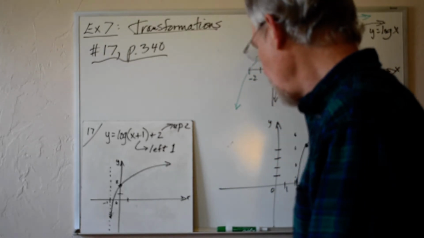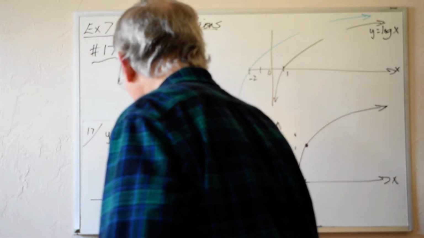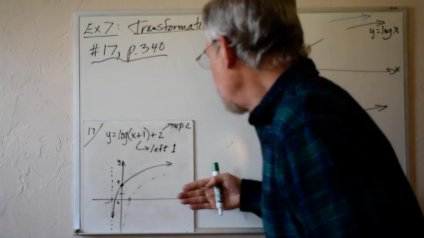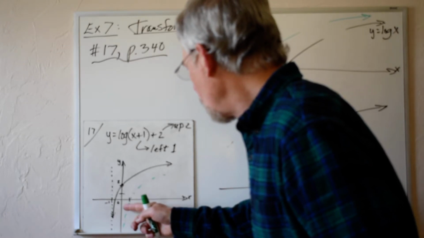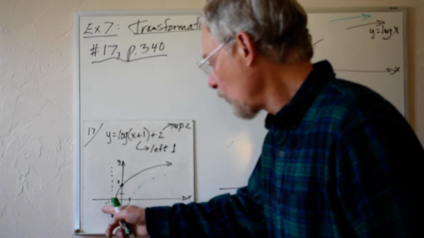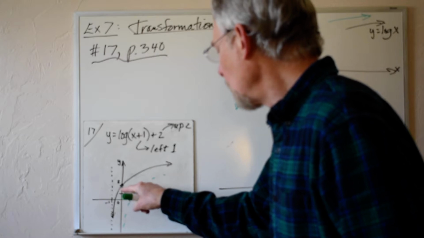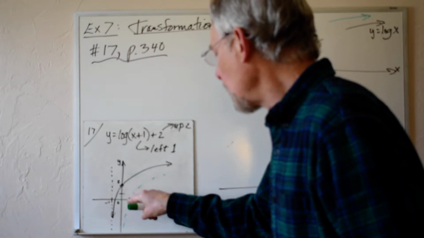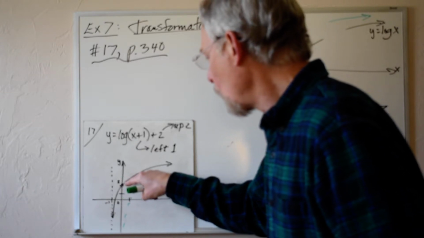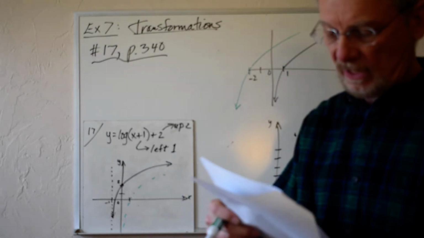So I take my basic generic log function, which looks like that, and it goes through 1 on the x-axis. Shift it over 1 place, so now it becomes asymptotic to the vertical line through x equals -1, and shift it up 2. So instead of going through the x-axis there, we're going to go up 2, and that goes through that point there. And that's how you could do number 17 quickly.